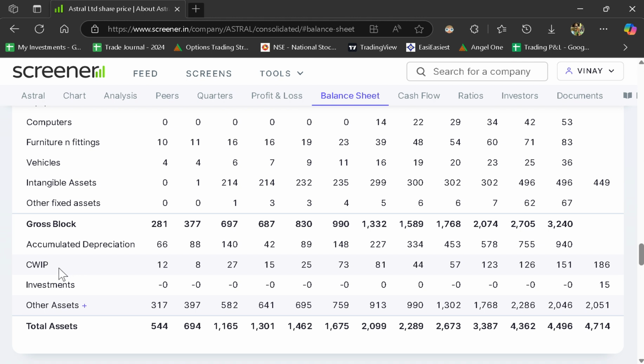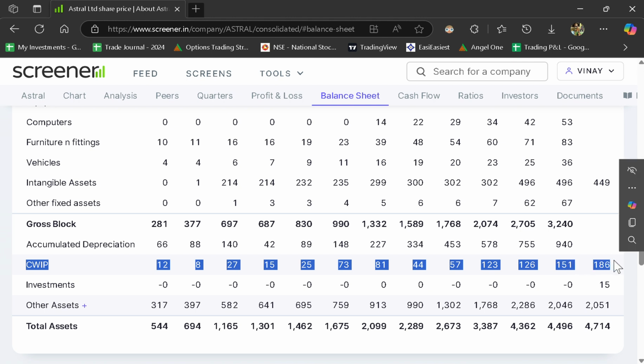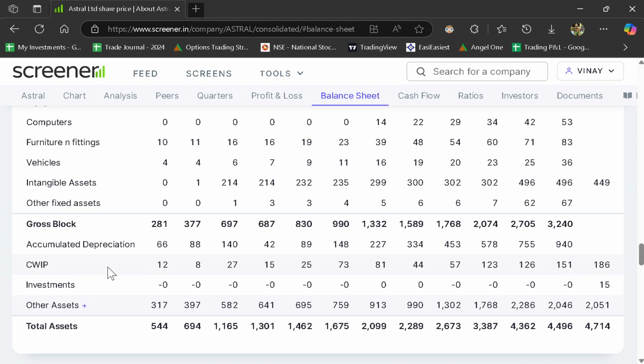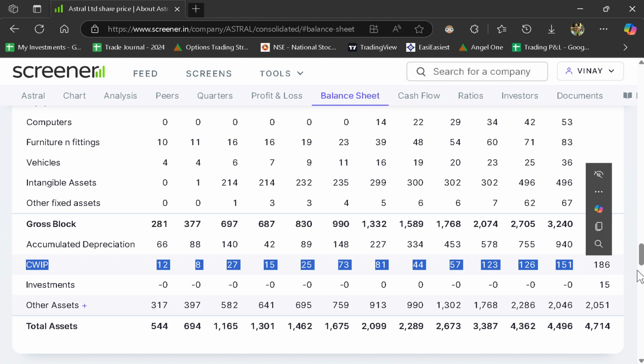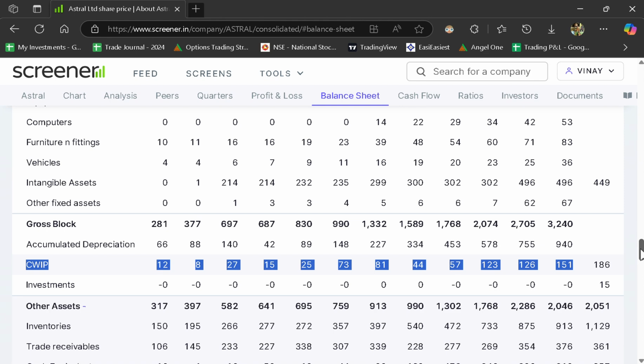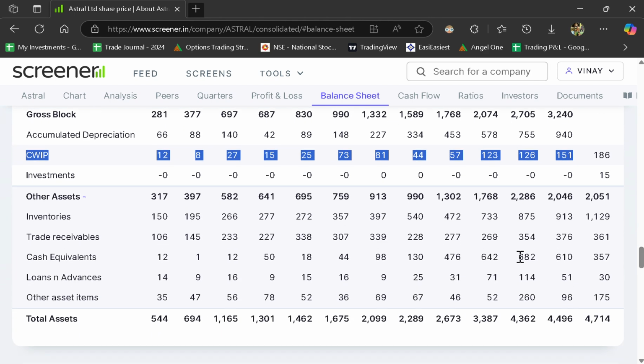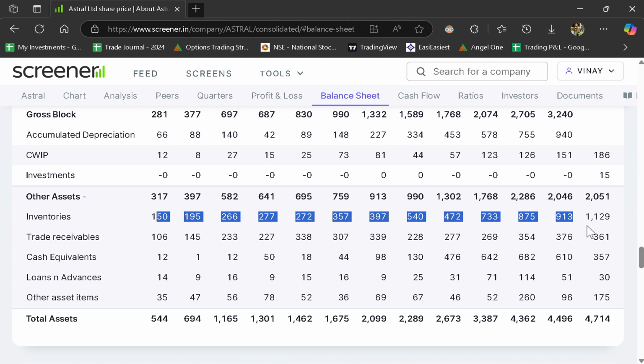Then CWIP, that means capital work in progress. This is basically whatever capital expenditure or capex they have done. This comes under capital work in progress. So they must have taken up some new construction of plant and machinery. Then investments as of now, zero. Let's come to the other. Then some inventories they are holding, as we saw in the inventory turnover ratio. There are some inventories they are holding and it is increasing.